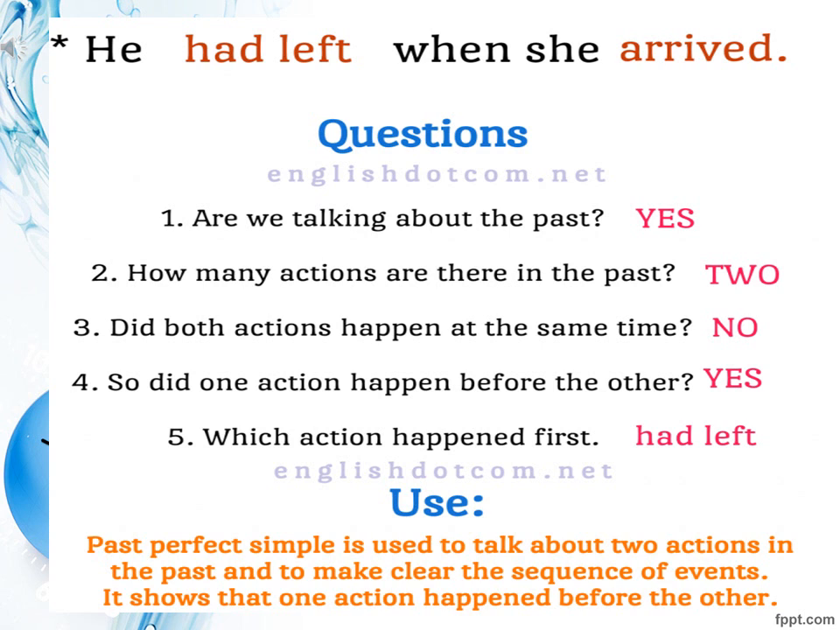Did both actions happen at the same time? واش وقعوا نفس الوقت؟ No. So did one action happen before the other? واش حدث وقع قبل الآخر؟ Yes. Which action happened first? الحدث اللي وقع الأول هو اللي غندير في past perfect اللي هو he had left. Okay. So the use, as we said, past perfect simple is used to talk about two actions in the past and to make clear the sequence of events. باش نوضحوا تراتبية الأحداث. It shows that one action happened before the other.